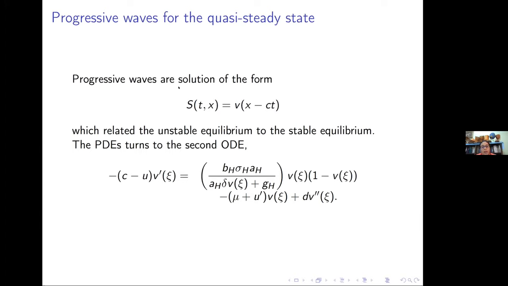And then the progressive wave is a solution of the form V(x - ct), which connects the unstable equilibrium to the stable equilibrium. Here c denotes the wave speed. If c is negative, that means we have a traveling wave from the right to the left. If c is positive, we have a traveling wave from the left to the right. By the change of variable, the PDE turns into a second order ODE. It's like this equation.